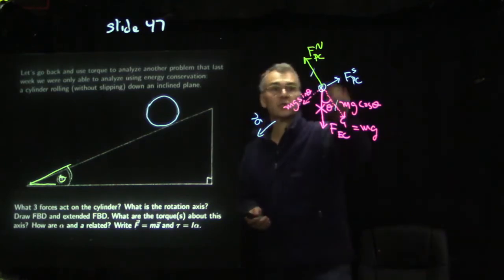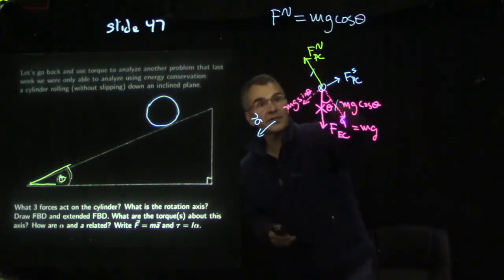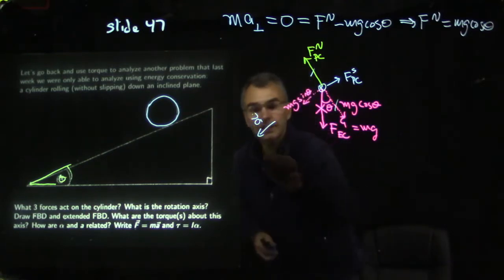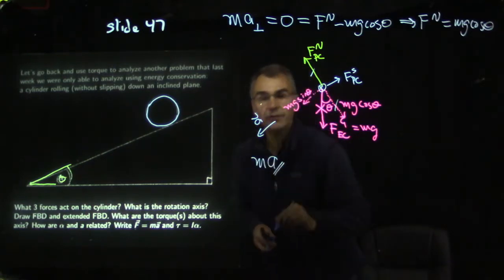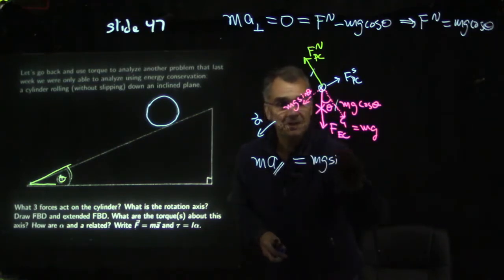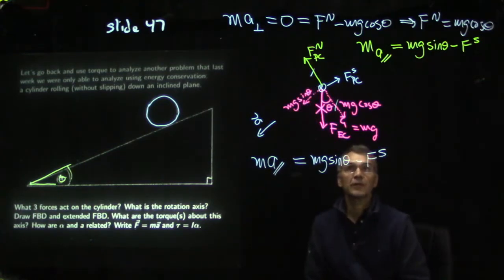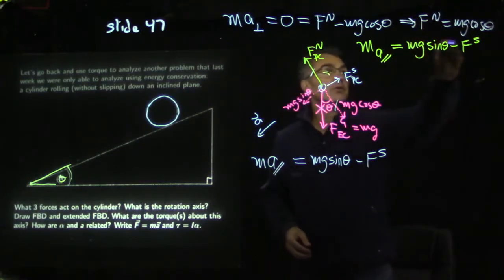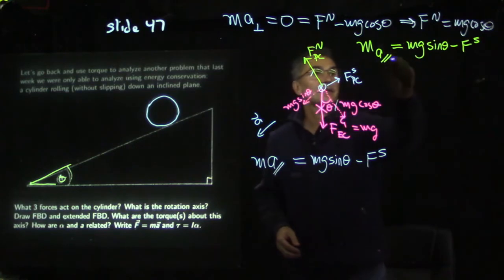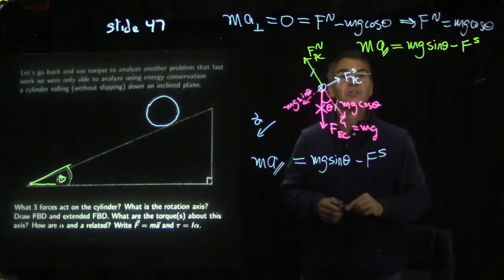That tells us that the normal force equals mg cosine theta. That's a consequence of the acceleration in this direction being 0. Then we know that the mass times the acceleration downhill is mg sine theta minus f static. So that's the information we can get out of the ordinary free body diagram. We get F normal equals mg cosine theta, and we get the mass times the downhill acceleration equals mg sine theta minus the static friction force.